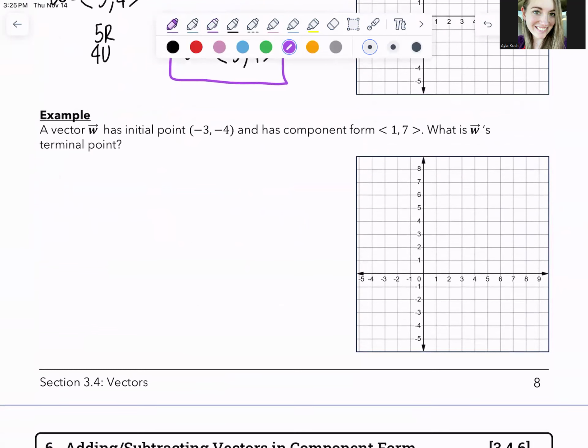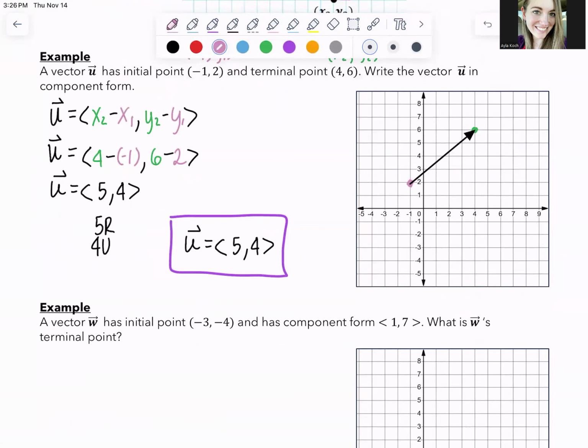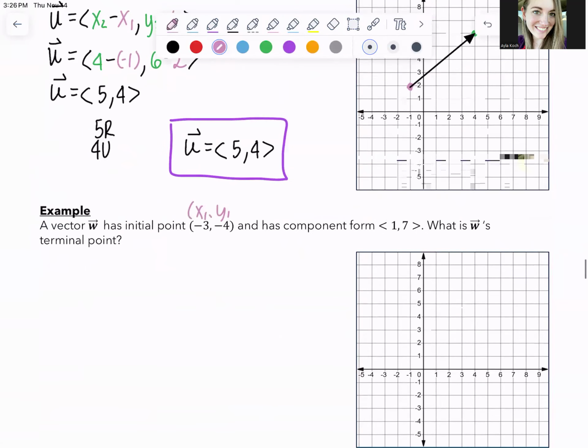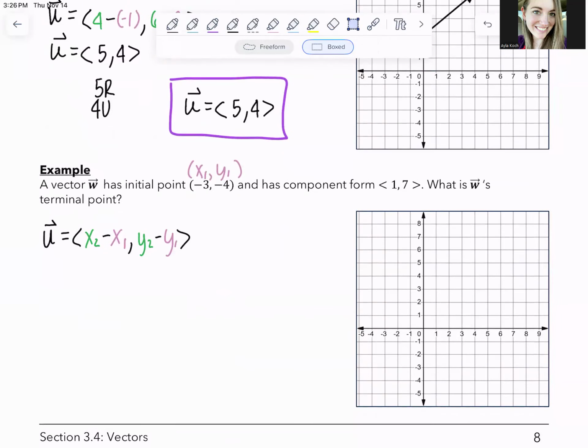A vector W has initial point negative 3, negative 4 and component form 1, 7. What is W's terminal point? So this will be x1, y1. And then we have its component form 1, 7. So it is the same setup here of the formula for the vector, x2 minus x1, y2 minus y1. We're looking for the terminal point. So the terminal point is the point x2 comma y2. That's what we're looking for.